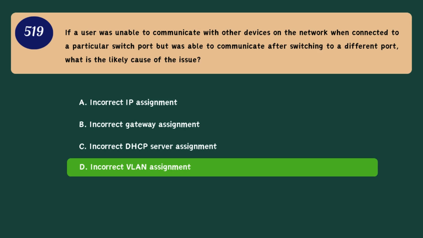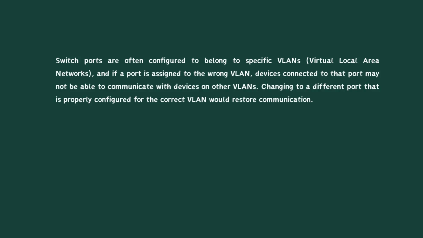Correct answer. D. Incorrect VLAN assignment. Switch ports are often configured to belong to specific VLANs, virtual local area networks, and if a port is assigned to the wrong VLAN, devices connected to that port may not be able to communicate with devices on other VLANs. Changing to a different port that is properly configured for the correct VLAN would restore communication.